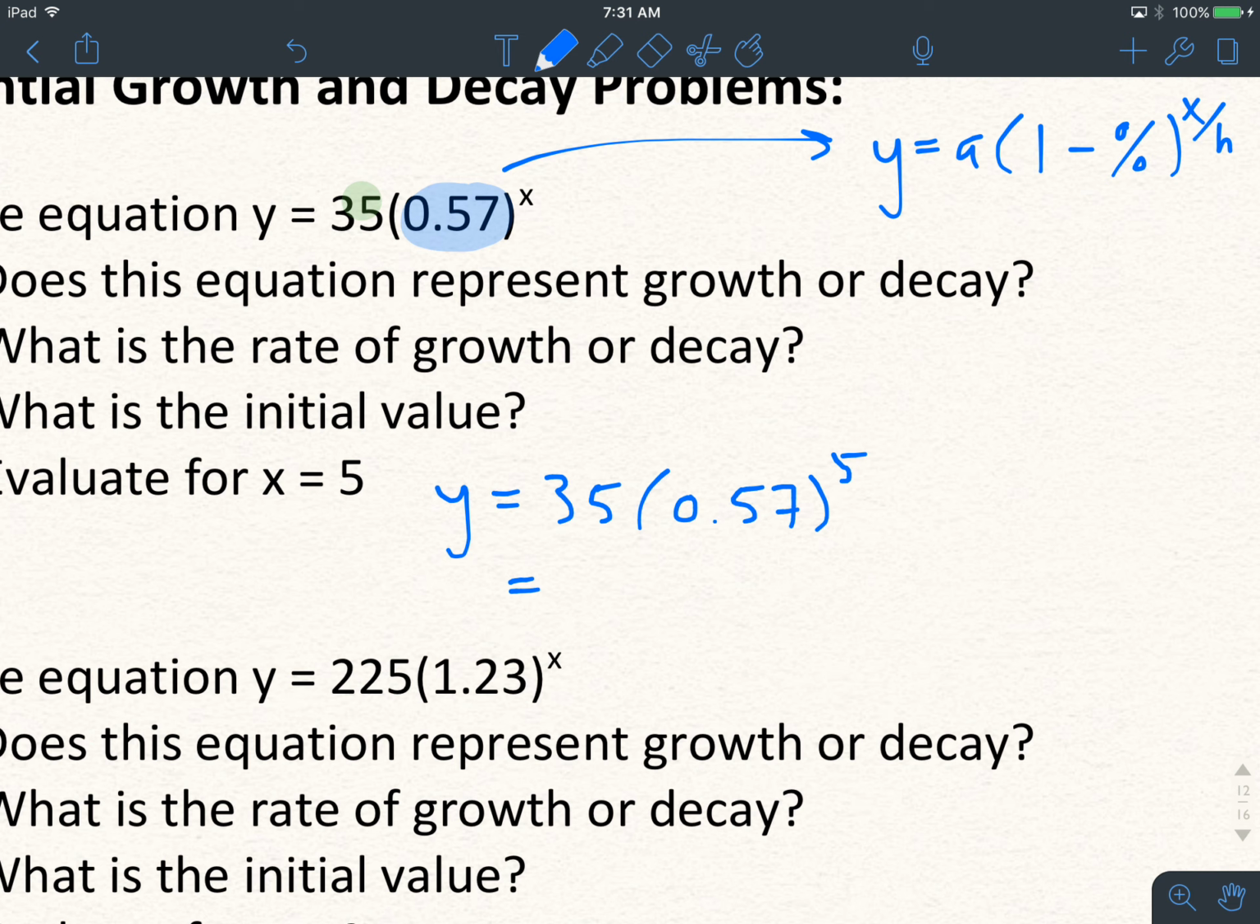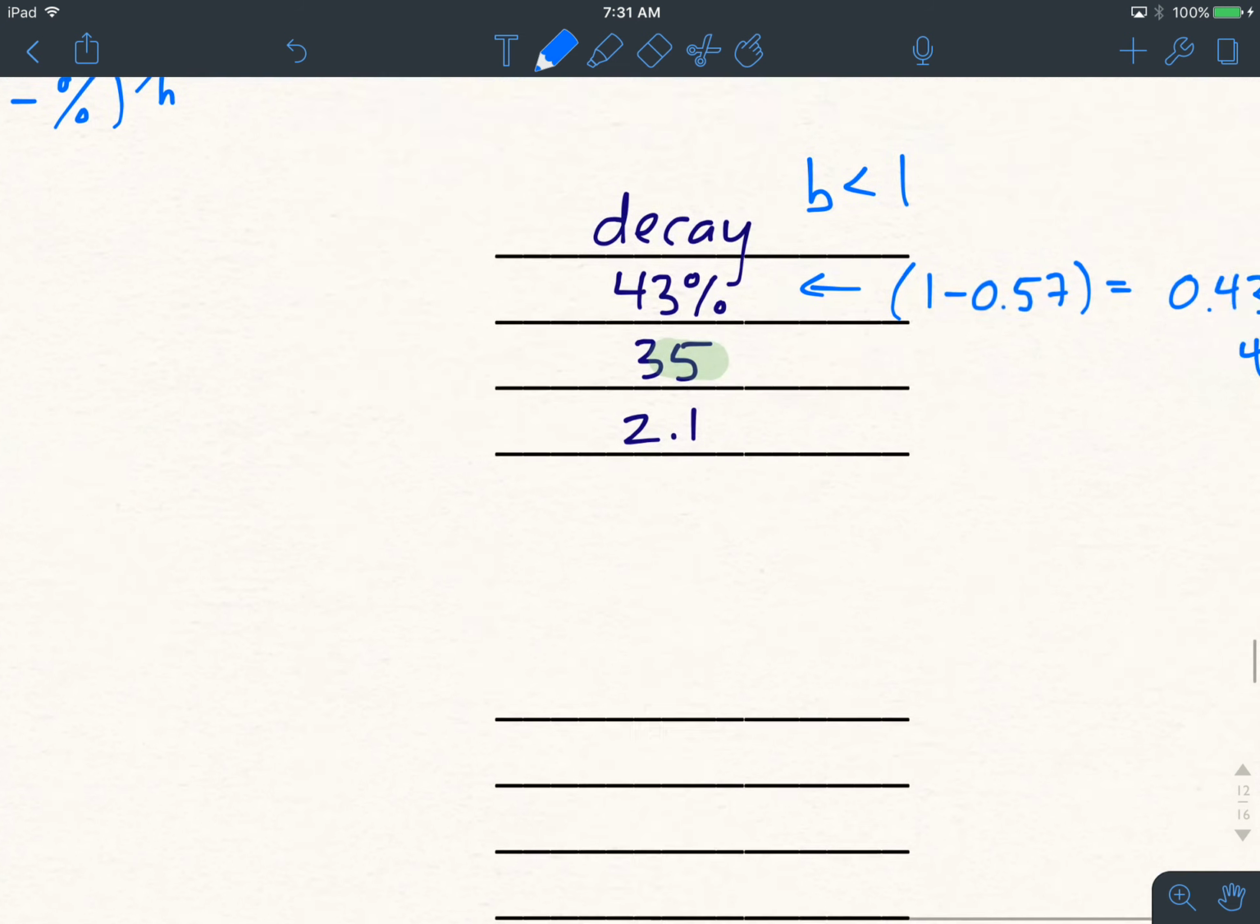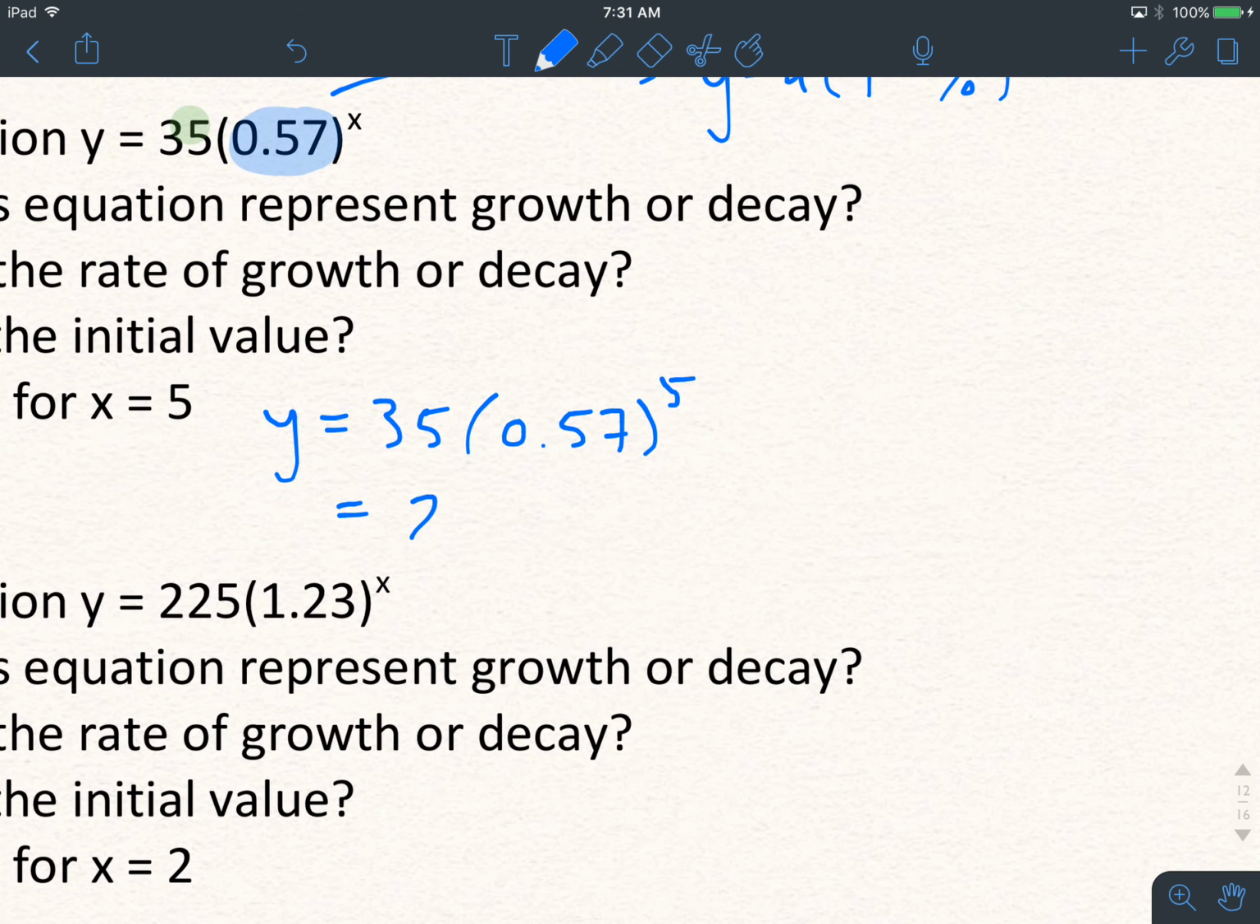Bang that through the calculator, and we get 2.1 apparently. I'm not going to do this calculation. I trust that I copied it down correctly. So you should end up with 2.1 when you do this calculation. Let's go try a few more on our own here.